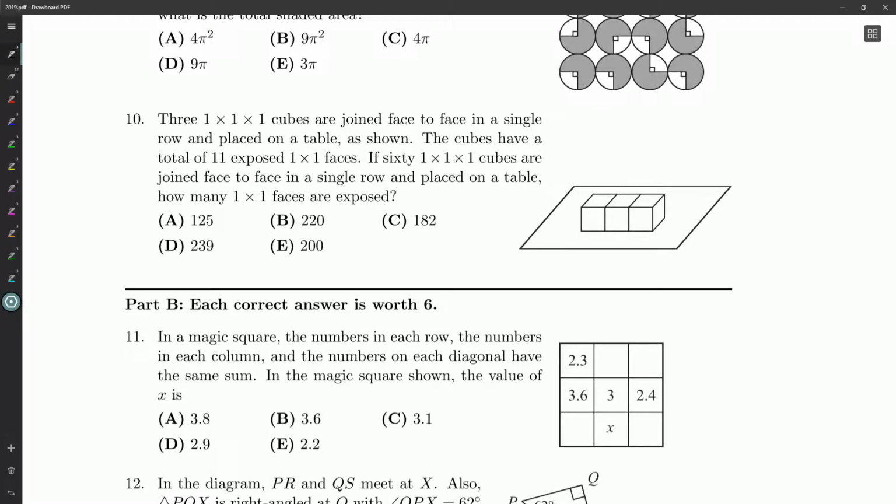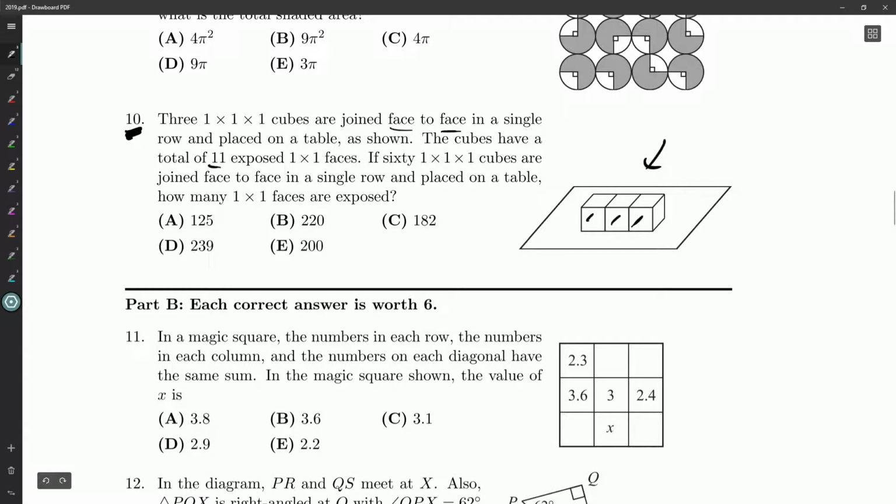In this video we're on question number 10 from our 2019 Pascal contest. So let's dive in and take a look-see. What have we got for question 10 here? Three 1x1x1 cubes are joined face to face in a single row and placed on the table as shown. The cubes have a total of 11 exposed 1x1 faces.